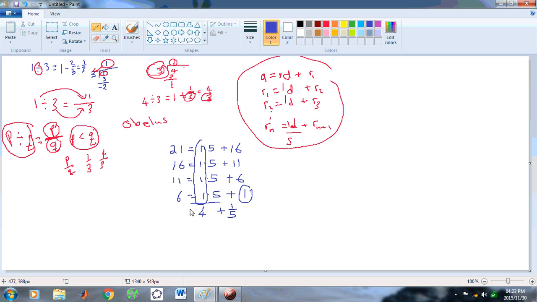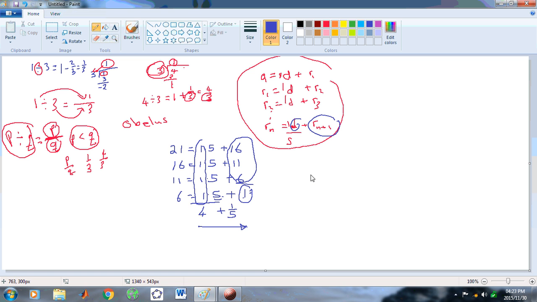The stopping condition occurs when Rn plus 1 is less than D, right? And in this case here, this here is less than D. Can you see all these here are greater than 5, but this one here is less than 5. So we've reached the stopping condition, and that is the answer. Does that make sense?